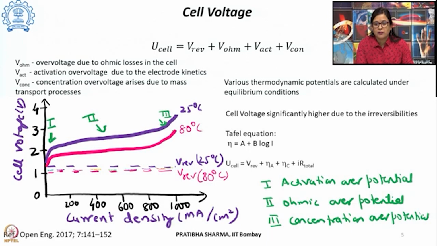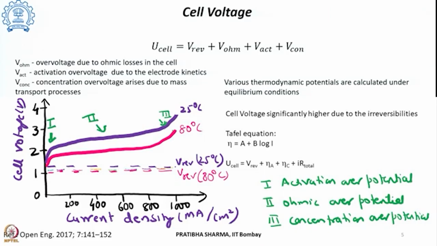So in its terms we can write that the cell voltage is equal to the reversible cell voltage plus the overvoltage, which is the activation overvoltage plus the concentration overvoltage, plus the current flowing through the cell and the total resistance arising because of the various components of the cell. So this is how the overall cell voltage is related to the various overvoltages and the thermodynamic reversible voltage.